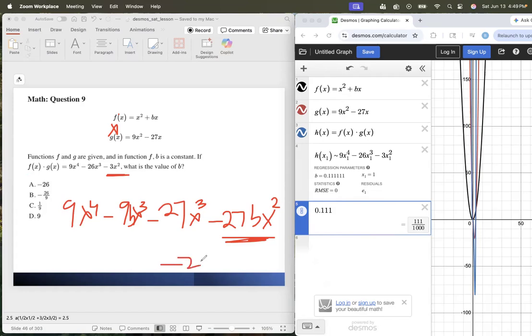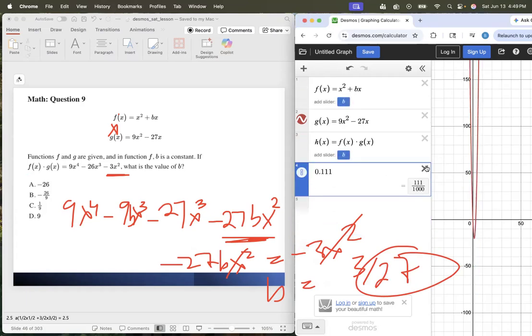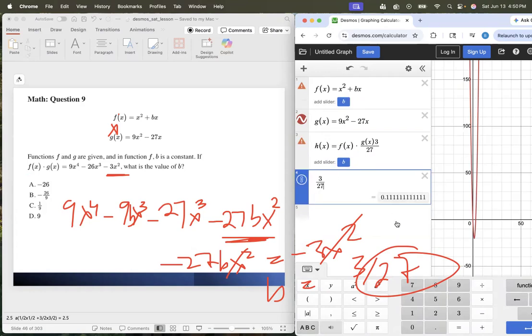I'm going to take 27b s squared should be equal to minus 3 s squared. Right? This cancels like that. That means b is 3 over 27. And that's your right answer. Let's see if it gives you the same answer. So 3 over 27, 3 over 27. And I give you a 0.0, 0.1.